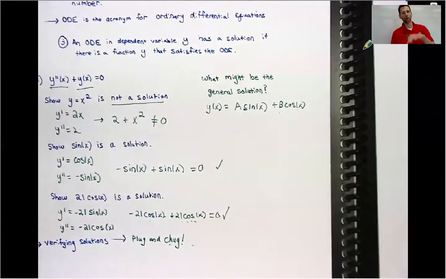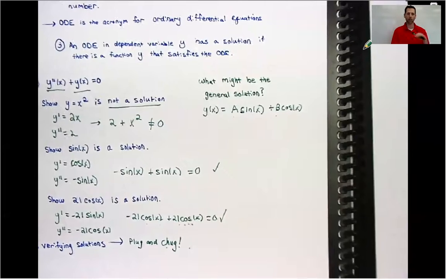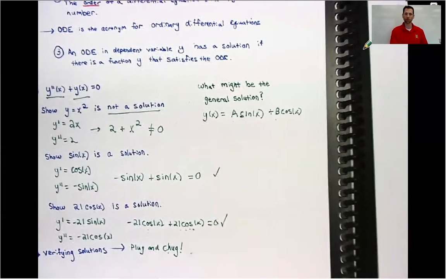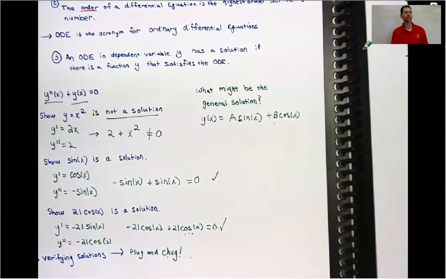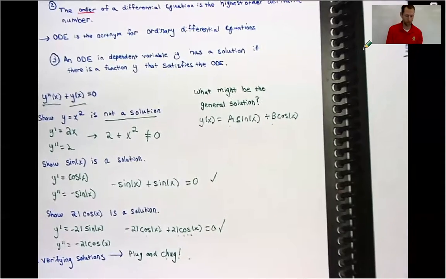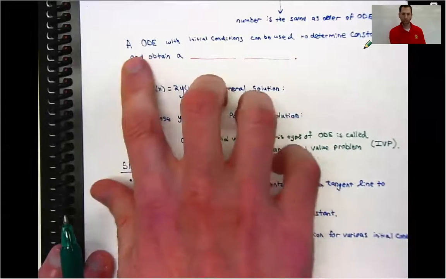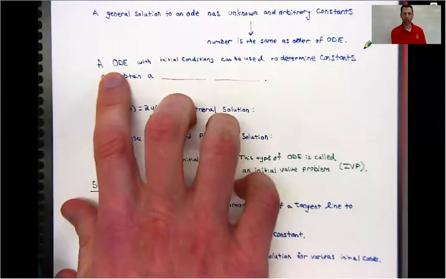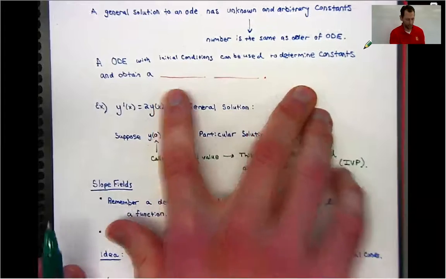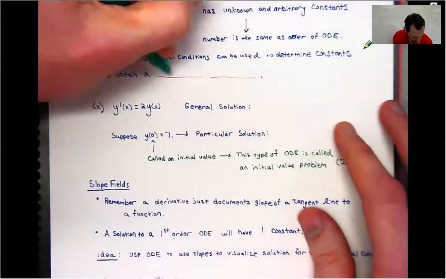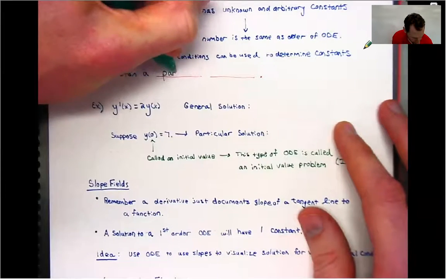Now, for the most part, in your experience in Calculus 1 getting exposure to differential equations, we're going to deal with first order differential equations, which means we're often going to have just one arbitrary constant. But I want to point out that an ODE with initial conditions can be used to determine constants and obtain a specific solution, or a particular solution.